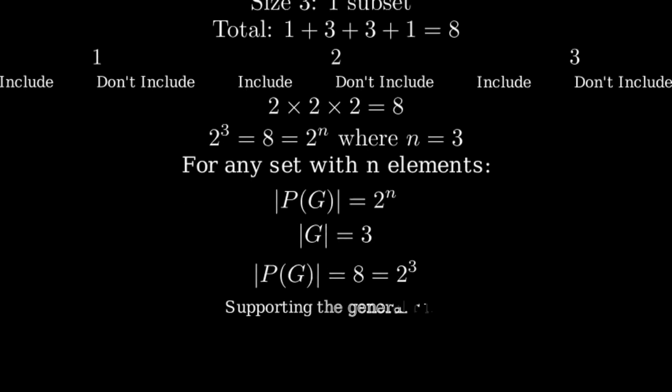Therefore, we've shown that for our set G with 3 elements, its power set P of G has 8 elements, which equals 2 to the third power, supporting the general rule that a set with n elements has 2 to the n elements in its power set.